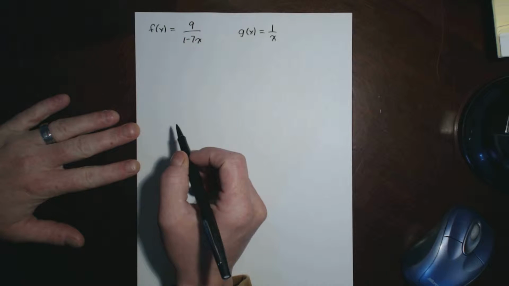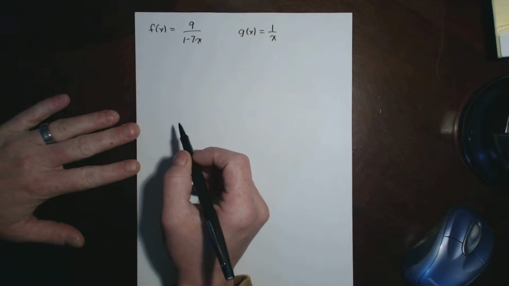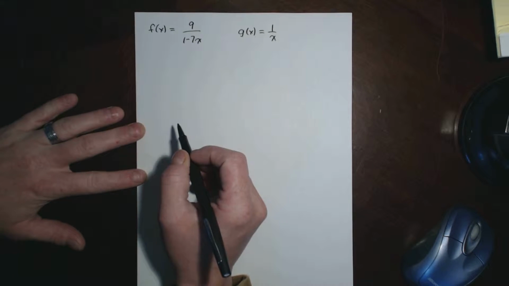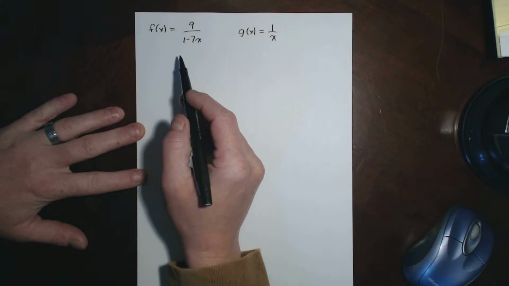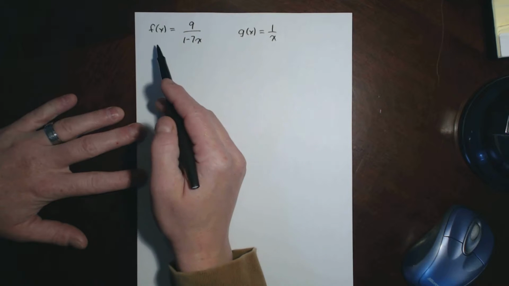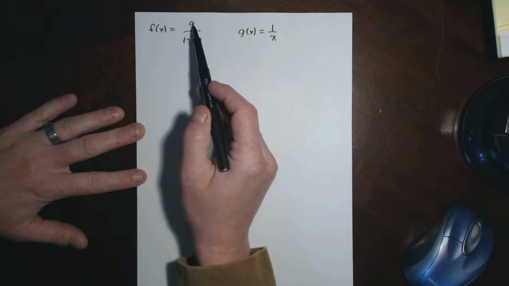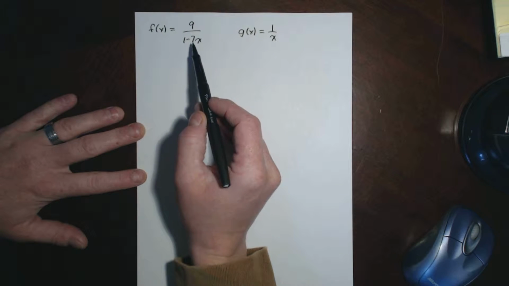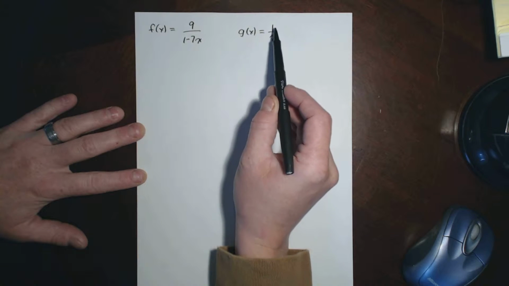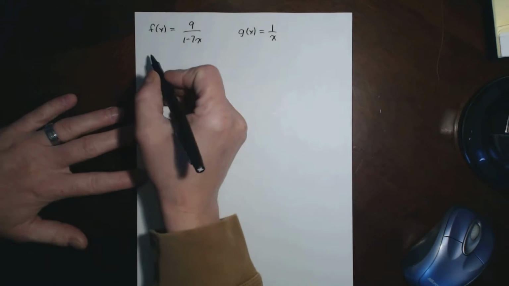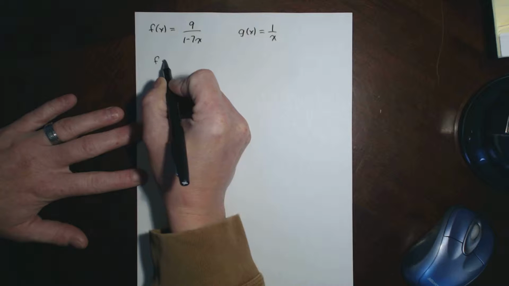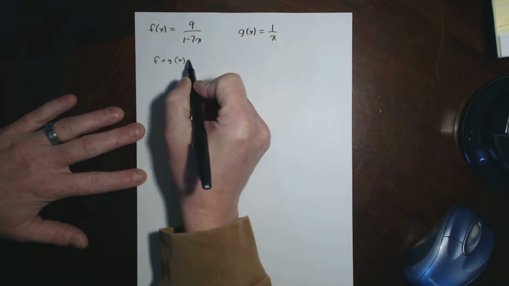In this video, we're going to look at two examples of function composition. Here, we're given two functions, f of x and g of x. f of x is defined as 9 divided by 1 minus 7x, and g of x is defined as 1 divided by x. So let's look at the composition of f of g of x.